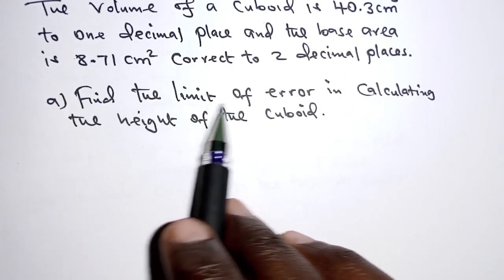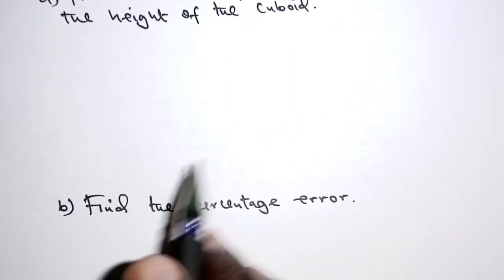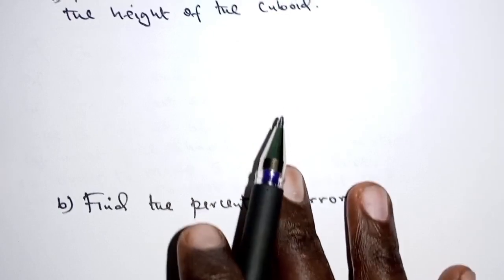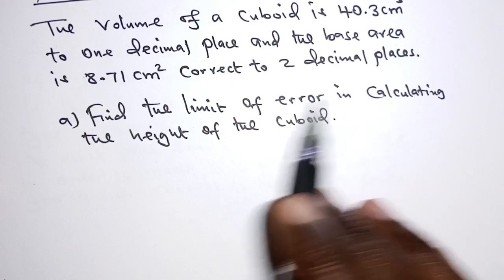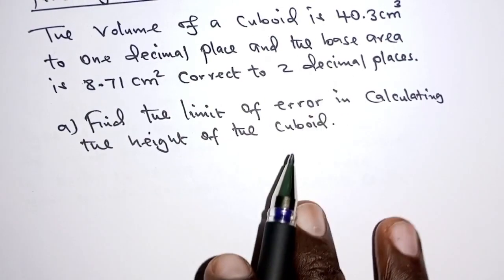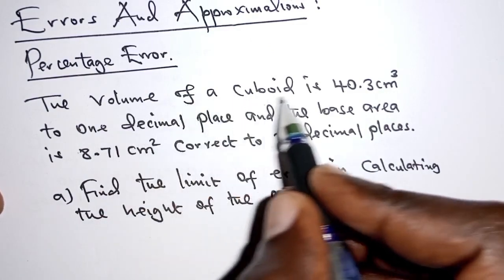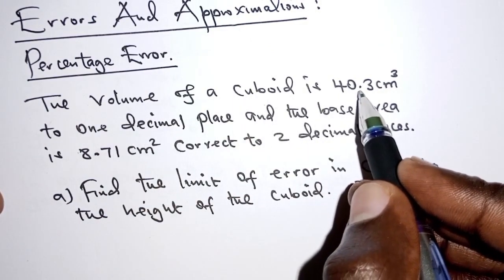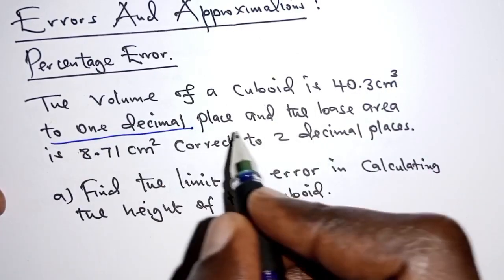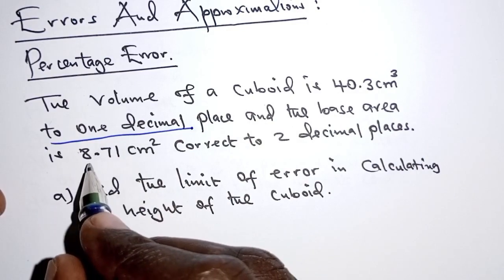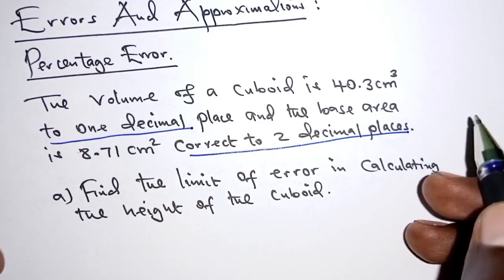Then part A, find the limit of error in calculating the height of the cuboid. And then lastly, find the percentage error. So for the first part, in order to determine the limit of error in calculating the height of the cuboid, we need to consider the following. We are told that the volume of the cuboid is 40.3 cubic centimeters, that is to 1 decimal place, and the base area is 8.71 square centimeters, correct to 2 decimal places.